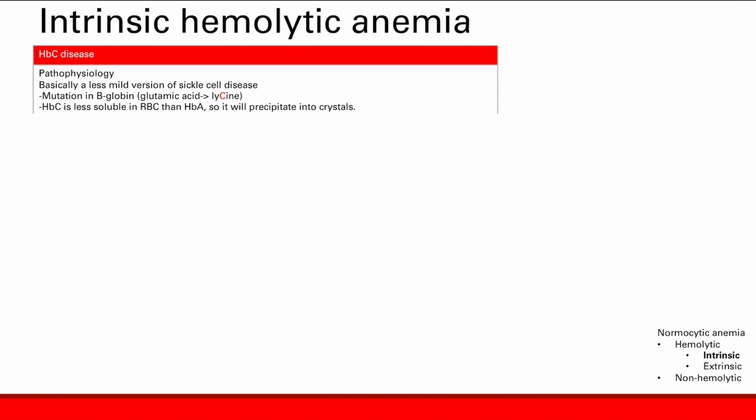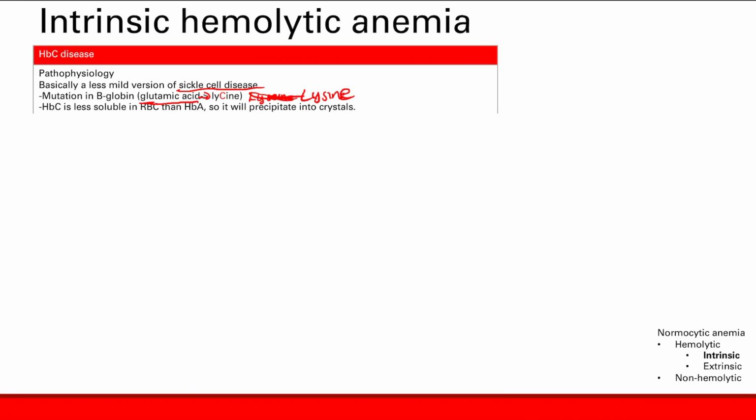Next, we're going to talk about hemoglobin C disease. This is basically a milder version of sickle cell disease. Similar mutation. It's a mutation in the beta globin gene, but instead of glutamic acid, this one is going to turn into lysine. Okay, and we actually normally spell it like this. I think I actually spelled it wrong. So lysine.